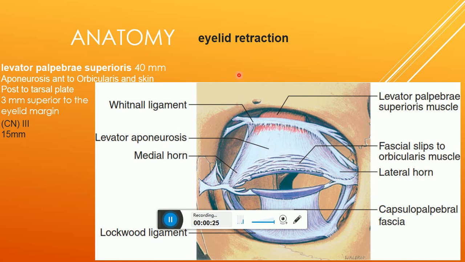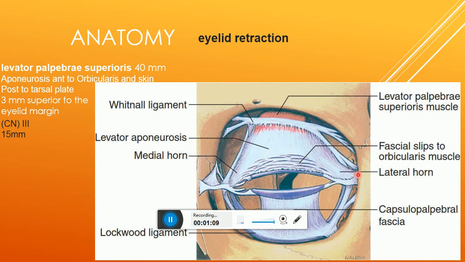Eyelid retraction is due mainly to three muscles. One is the levator palpebrae superioris muscle. Here you can see the levator palpebrae superioris muscle, and the aponeurosis is anterior to the orbicularis. Anteriorly there is orbicularis and skin, while posteriorly there is the tarsal plate. It joins about 3 mm superior to the eyelid margin.